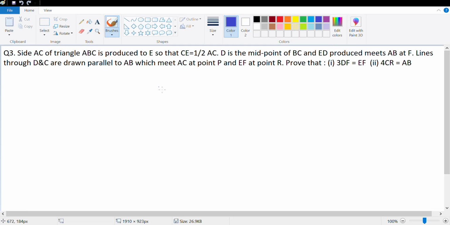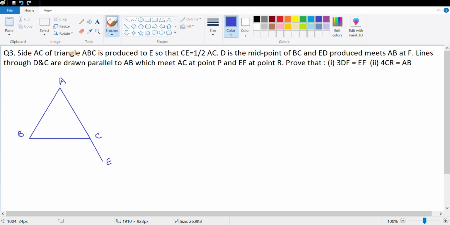So let's look at the next question, question number 3. It says side AC of a triangle ABC is produced to E so that CE is equal to half AC. No diagram given, so let's just try and draw a rough diagram on our own. AC is produced. So let me try and produce AC further in a manner that CE is equal to half of AC. Perfect. So then I have this as C and this as E.